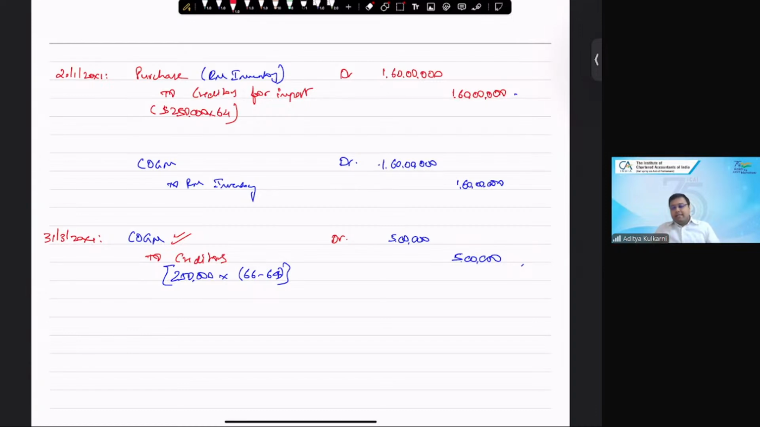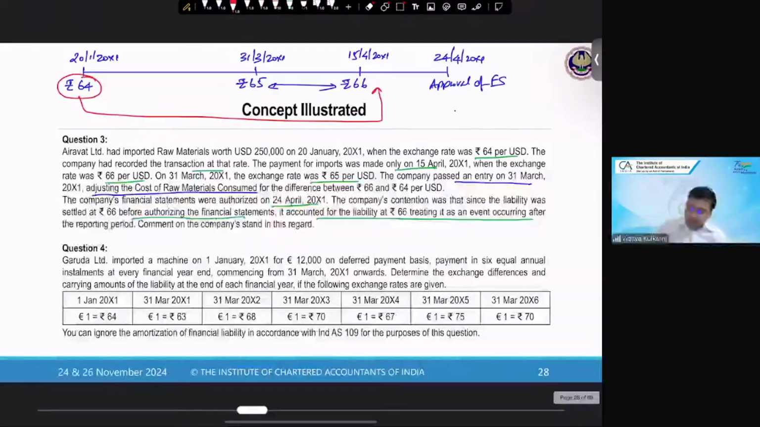See, you cannot say that it is an adjusting event because the event has not happened. This is a recurring phenomenon, that is, exchange rate fluctuation. Then in that case, you will continuously go on restating every day. So therefore, you cannot call it an adjusting event. Okay. So what should have happened, let us look at the answer.